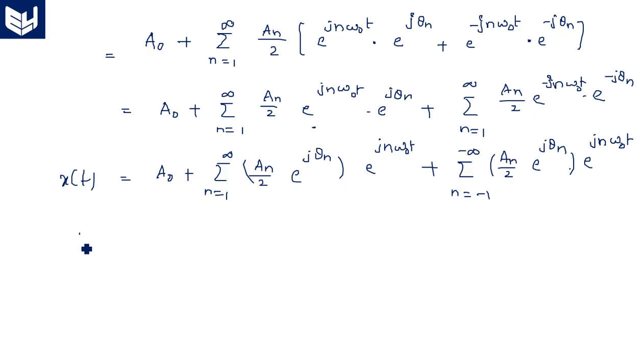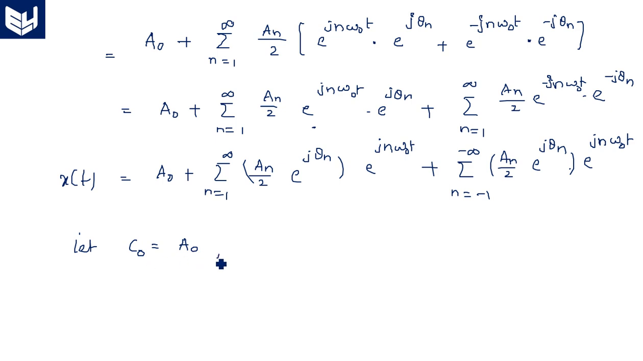So let c naught be equal to a naught. Small a naught, small a n, small b n, all these were described in the trigonometric Fourier series. Capital A naught, capital A n are introduced in the cosine form of Fourier series. Now all these constants are represented in terms of c terms.